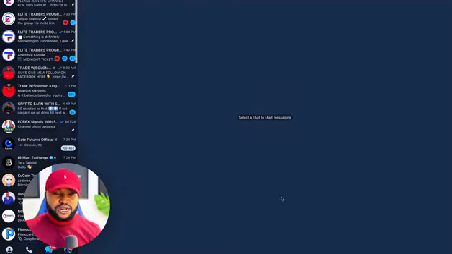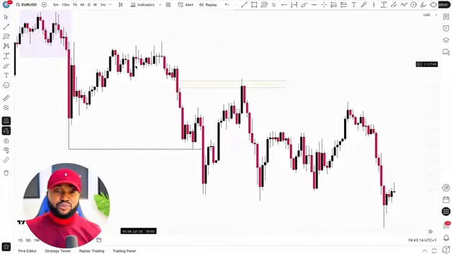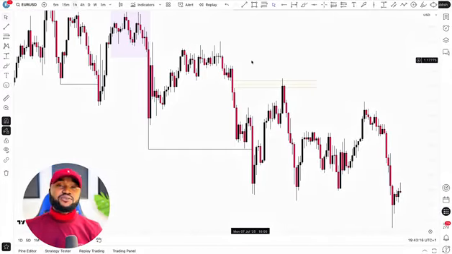But what did I use for the entry? That's the most important lesson here. Now, for those of you who know how to do top-down analysis, how to take trades, how to manage trades, but you're struggling with entry, let's see what type of entry confirmation I use for this one.